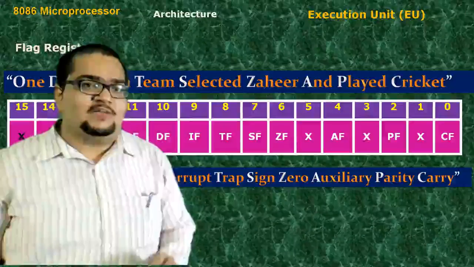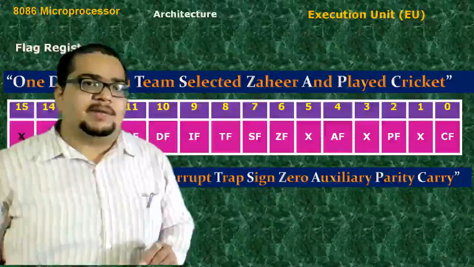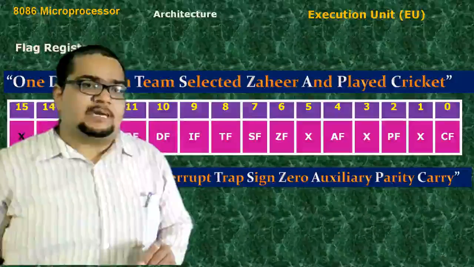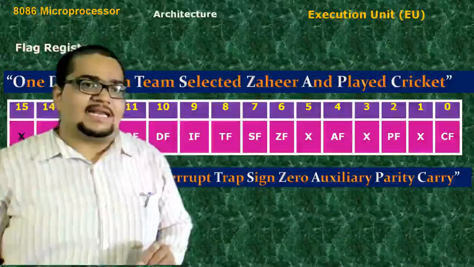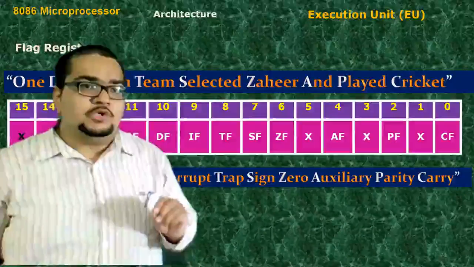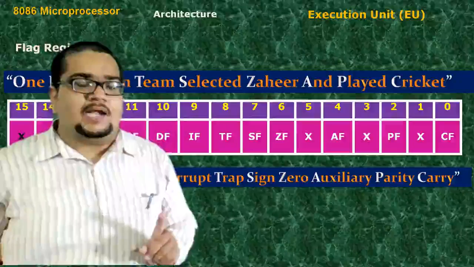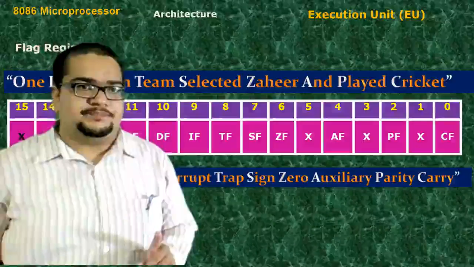Out of the 9 active flag bits, 3, that is trap flag, bit number 8, the 9th bit, that is interrupt flag, and bit number 10, direction flag, these 3 are the control flags. That means these are program accessible. You can put some 0 or 1 into it and you can control the action of the processor.